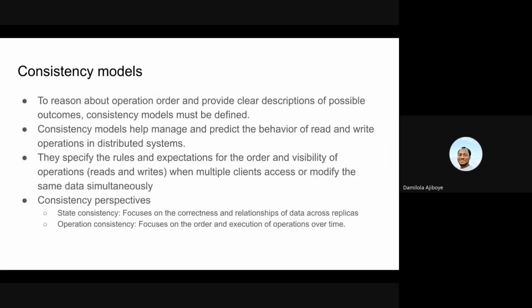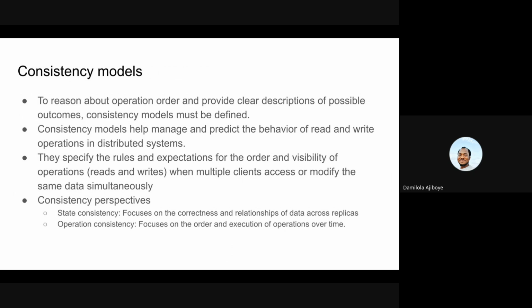and outcomes. To reason about operation order, we need to provide clear descriptions of possible outcomes, and that's where we need consistency models. They help manage and predict the behavior of read and write operations in distributed systems. They specify the rules and expectations for the order and visibility of operations when multiple clients are performing these operations simultaneously. So that's pretty much what consistency models are about.